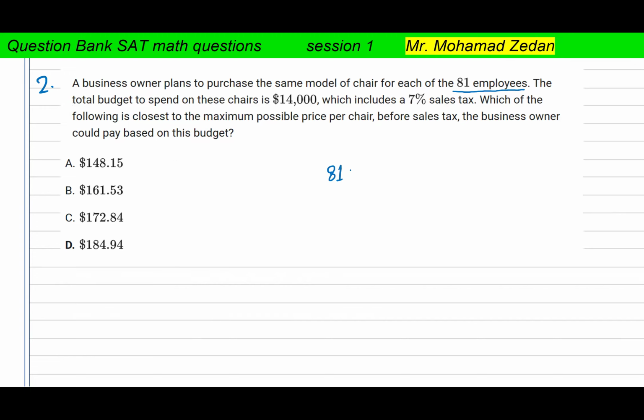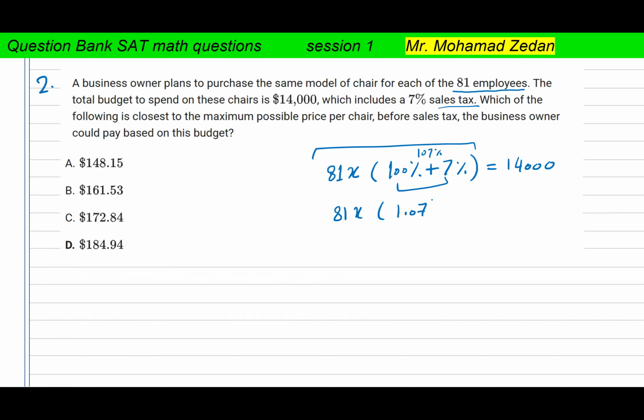Okay, consider the price of each one is x. This price will increase. The original price is 100%, and it will increase by 7% as sales tax. So this is the total price of the chairs including sales tax, which equals $14,000. So 81x multiplied by 100 plus 7, which is 107%, and as a decimal, you can just write 1.07.